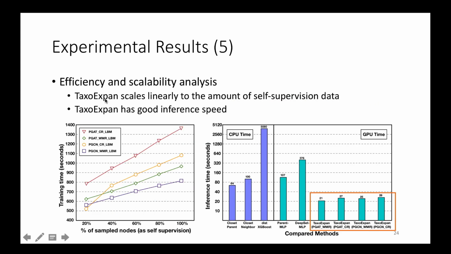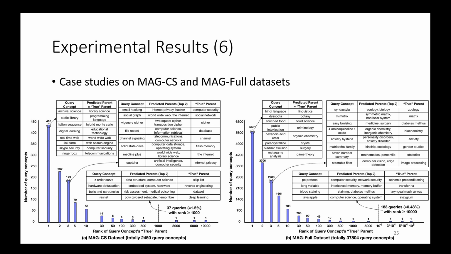Finally, we show the efficiency and the scalability of our proposed method. You can see TaxoExpan can scale linearly with the amount of self-supervision data, and it has pretty good inference speed. Predicting for almost 2,000 queries on the GPU takes less than 20 seconds. Finally, we did some case studies on the MAG-CS and MAG-Food datasets, and you can see that our method can correctly predict the true parent node of query concepts.